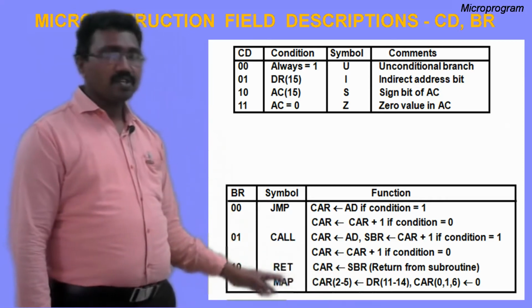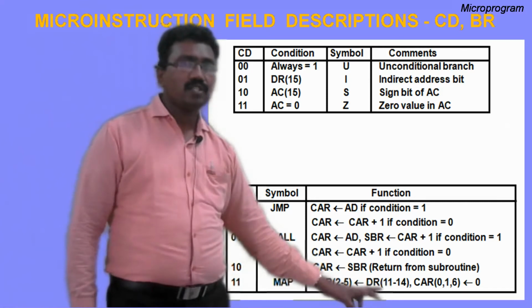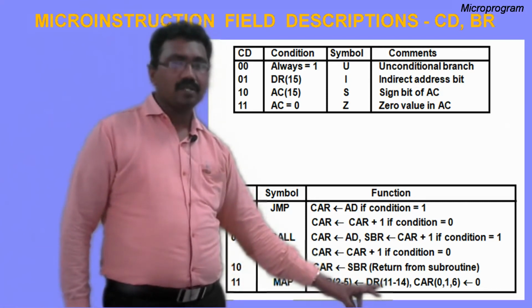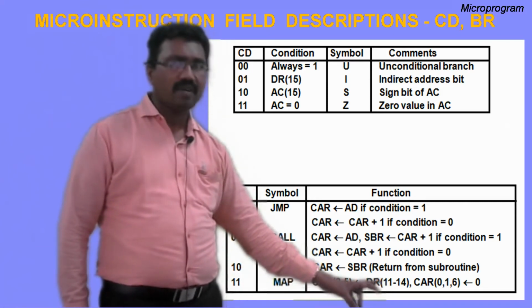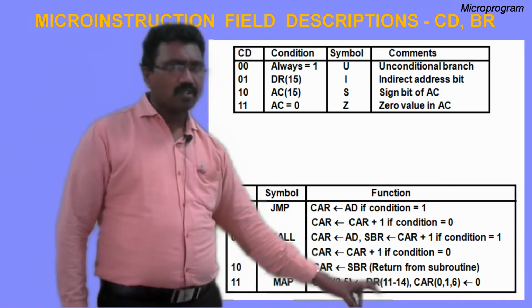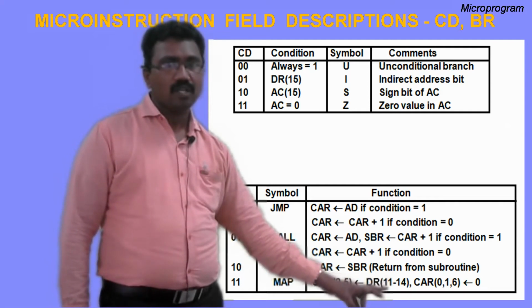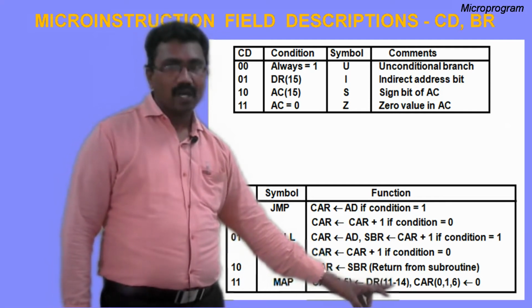What operations are involved to perform a mapping process? DR of 11 to 14. What is DR of 11 to 14? Opcode bits. In this computer, after reading the instruction, it is available in the DR register, the data register. In this computer, there is no IR. DR bits 11, 12, 13, 14 are the opcode bits of the instruction.